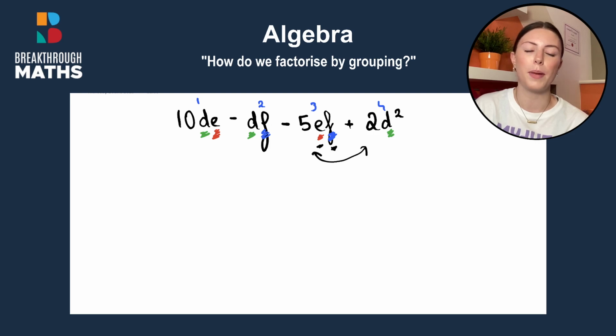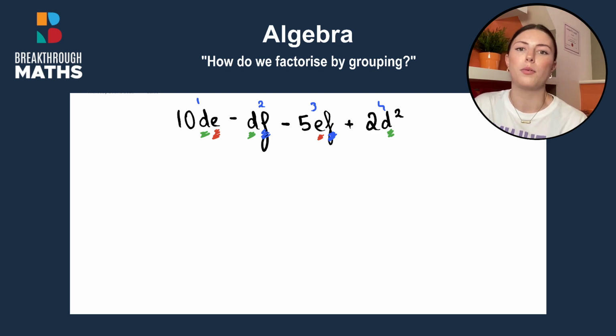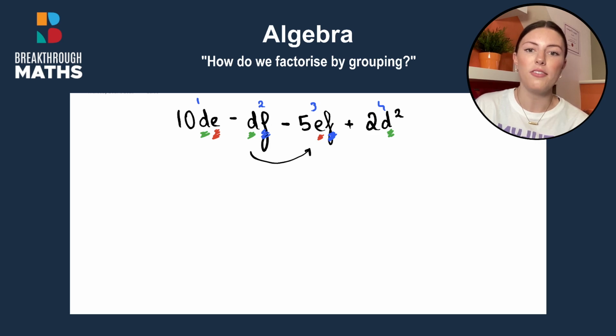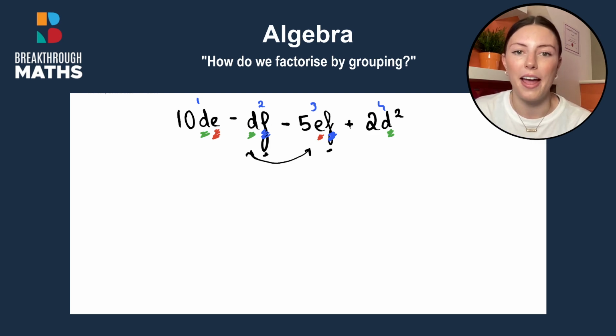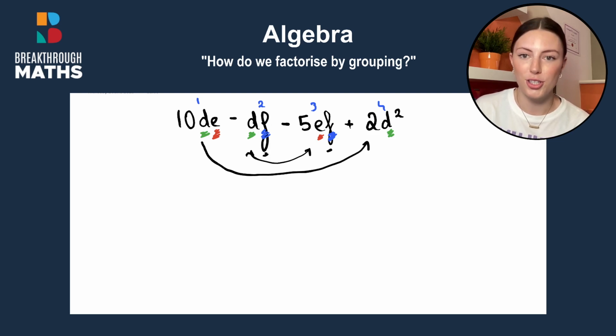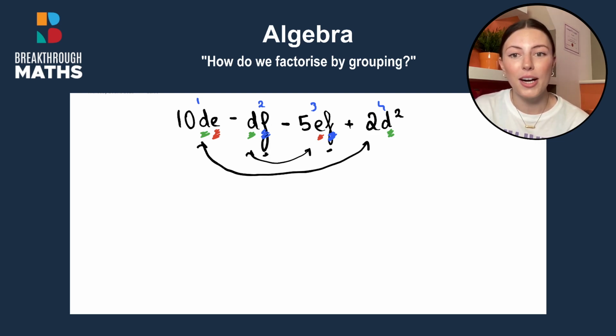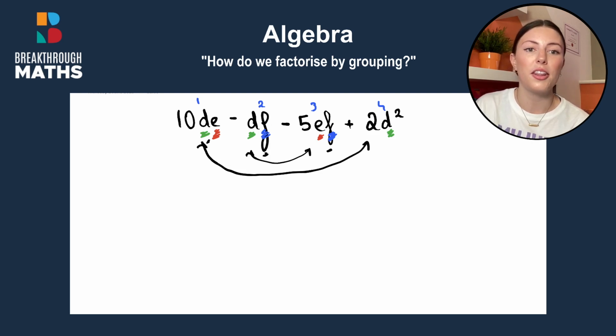So I'll rub out these pairs. And what we'll see is that actually this pair would work if we match minus DF with minus 5EF. Why do they work? Because they both have blue, or they both have the letter F. And then we're left with 10DE plus 2D squared. And this works because they both have green, or they both have the letter D. So we've paired up now.